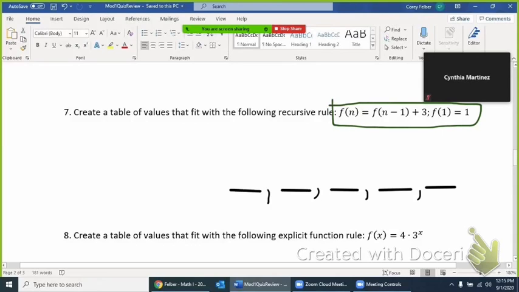Okay, so I've got a list here. We don't know what it is. We're trying to use this equation to figure it out. Okay, I'm going to check the chat right now. But we're trying to figure out, again, just what's the first number in that list.